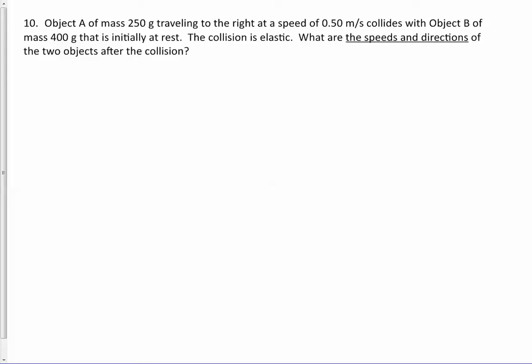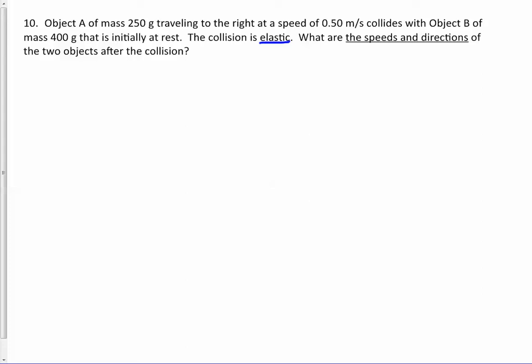All right, so just like the last problem, again, we have two objects. They are colliding. There's no external forces. So this is a Chapter 8 collision problem. The difference in this one, though, is that we're told that it is elastic, which means that energy is conserved, and that gives us an extra equation along with conservation of momentum, which definitely holds.